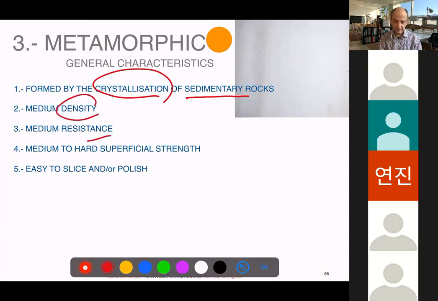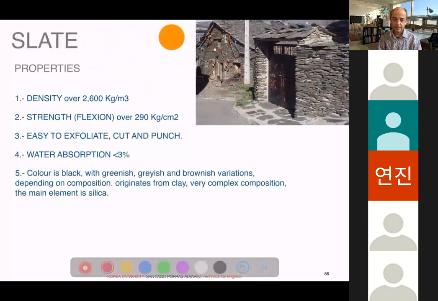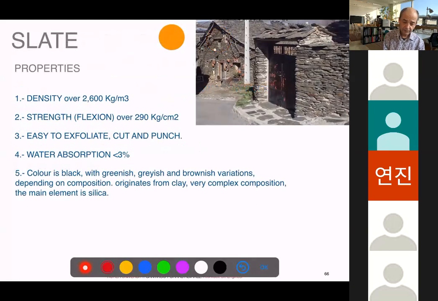Density is medium, resistance is medium, superficial strength is medium. And again, as they have this origin of sedimentary, they are easy to polish and slice. So they can be cut very easily and they are very easy to polish. This is why pure marble is very, very brilliant. It can become like glass. One very used material is slate. It's this kind of black stone, very easy to cut in thin layers. So the crystallization is layered, and you can have as little as 3-4 millimeters without breaking.